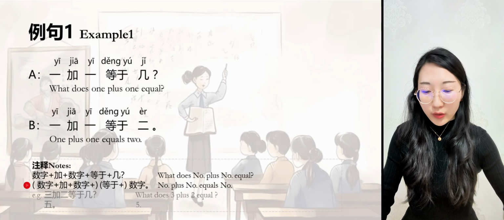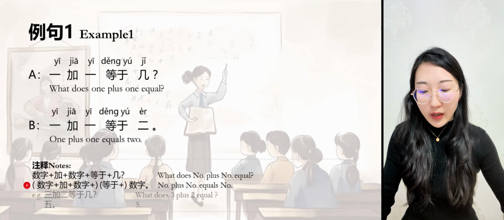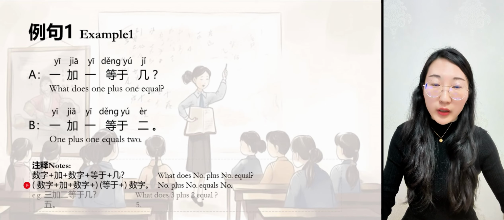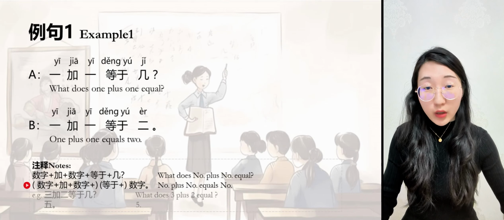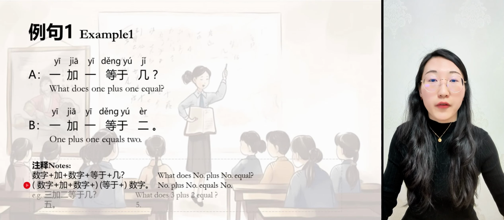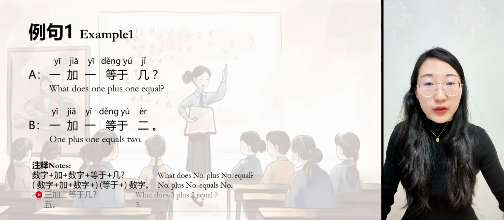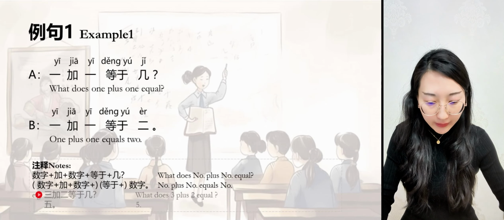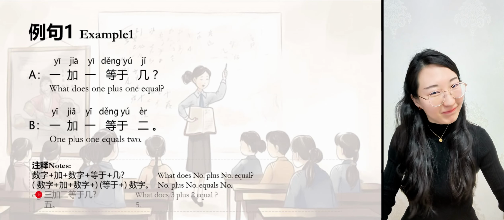And as for the answer, actually it's in the same structure. You just use the final number, the result, to replace the question word 几 how many. So it's 数字加数字等于数字. One number plus another number equals the final number. Or we can just shorten it to 等于数字, equals what number? Or we can just give out the final result, 数字 number. So for example, what does 3 plus 2 equal? 3加2等于几? 5.